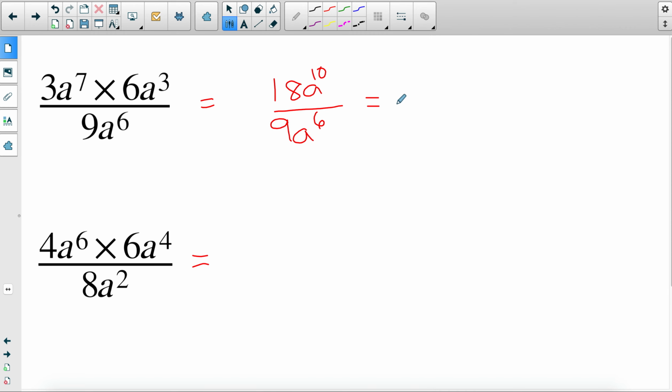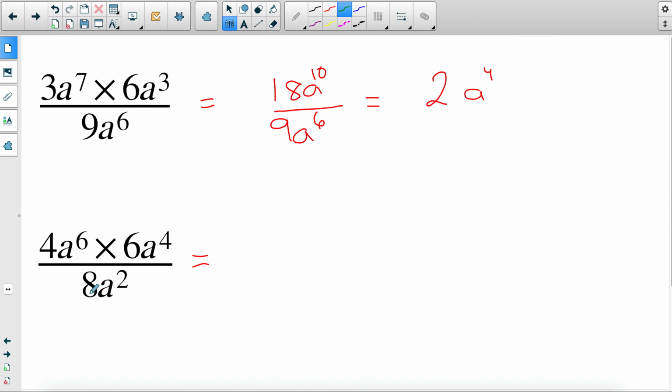And then I can divide the values. Obviously, I could have simplified here. And so I'll end up with 2 for the coefficients, and then 10 minus 6, that would be 4. So a to the power of 4. As for this one, again, using the same method, you can get the same answer. I'm going to use a quicker method here just to show you how this could be simplified.